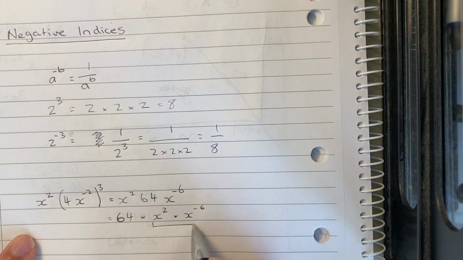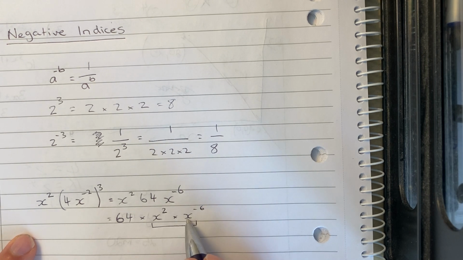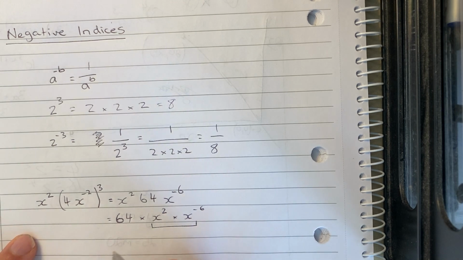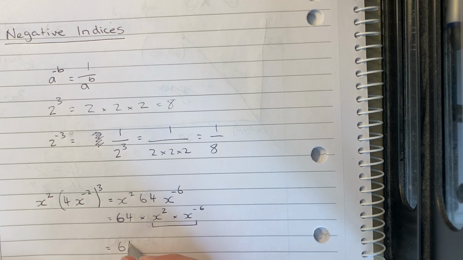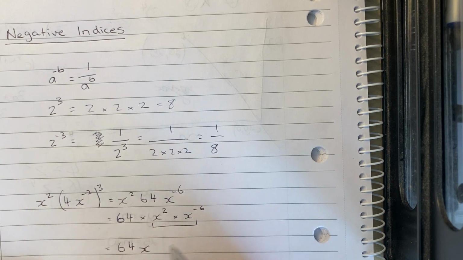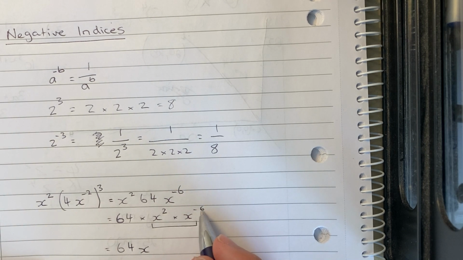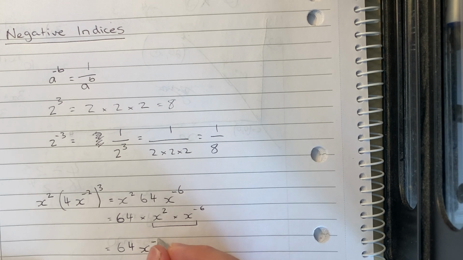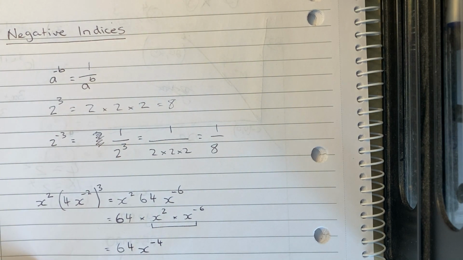We can clearly see here that we have two terms with the same base multiplying each other. So remember, we can add the indices here. So we can write this as 64x to the power of 2 plus minus 6, or minus 6 plus 2, which gives us minus 4.